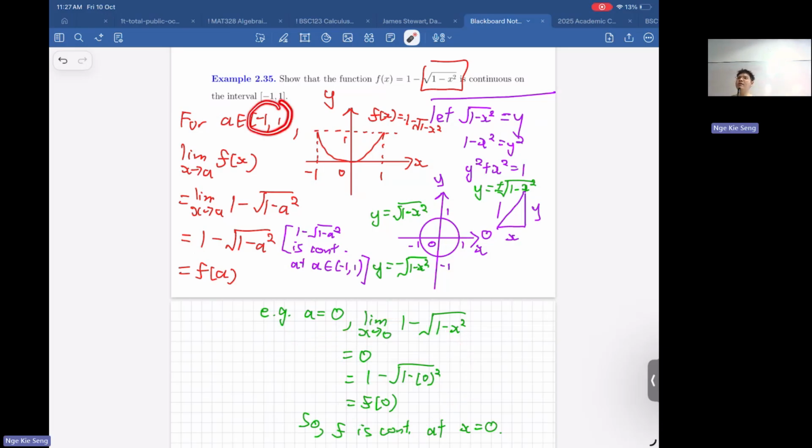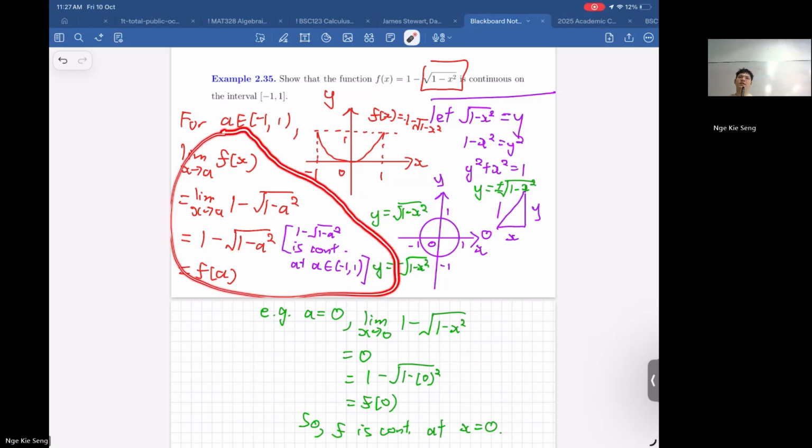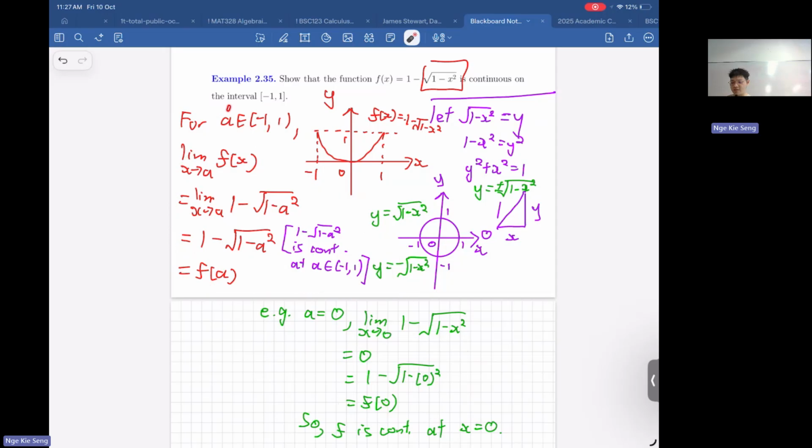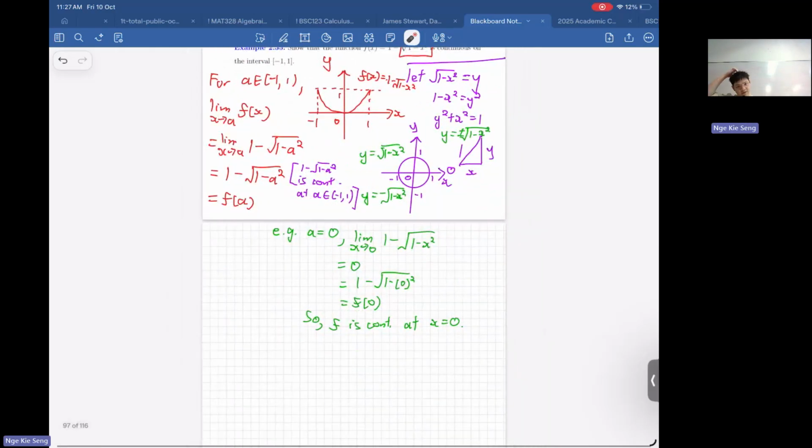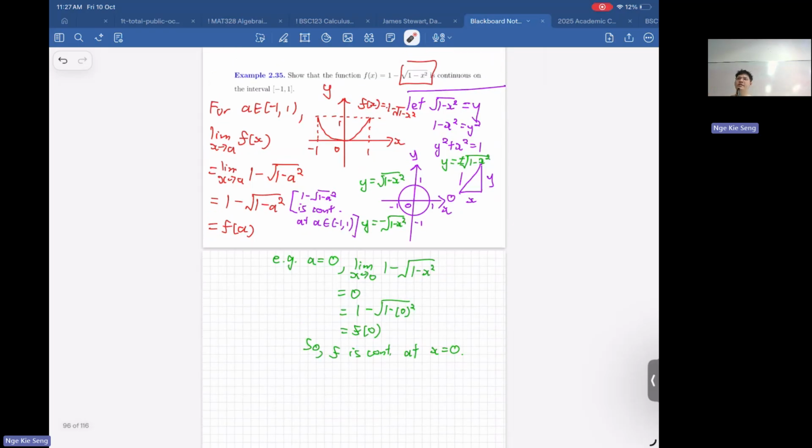Okay, any number in between -1 and 1, the same thing happens. So that's why we have this general argument here. Does it make sense? Whenever I put this general argument, you should play around with numbers. All the numbers in between -1 and 1, it should work. Right, how about the endpoint?